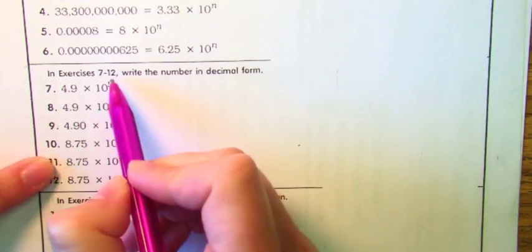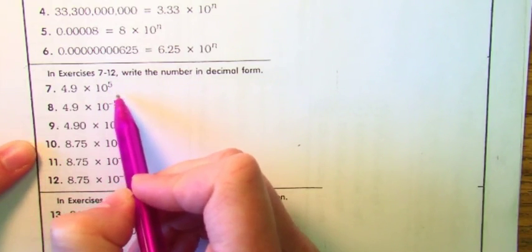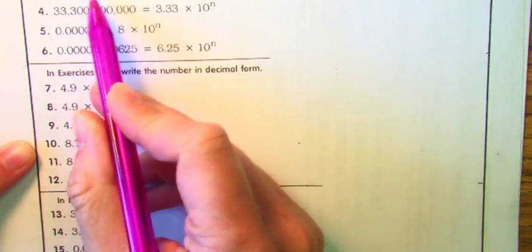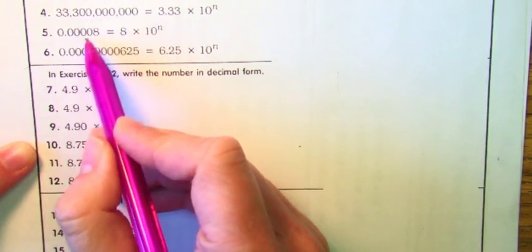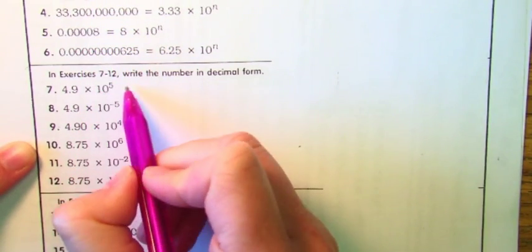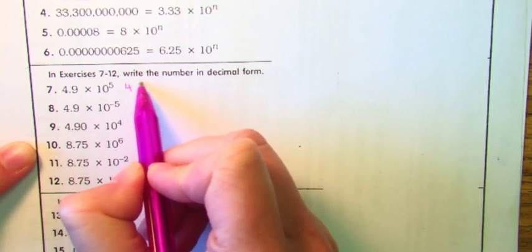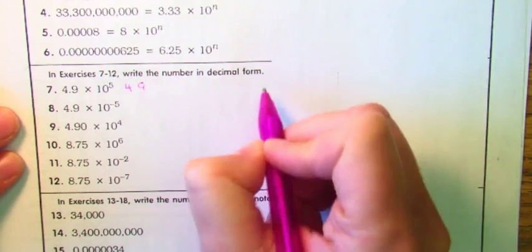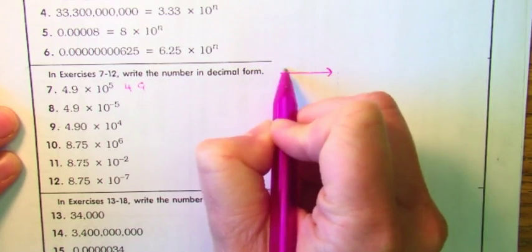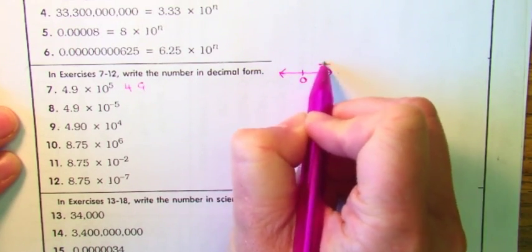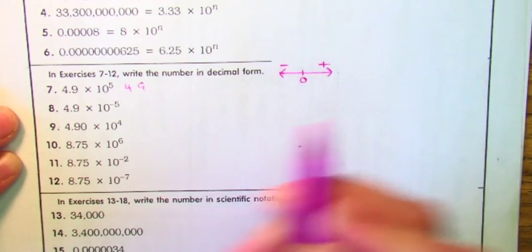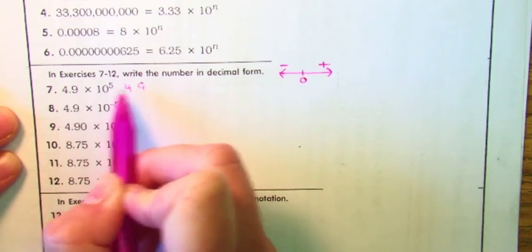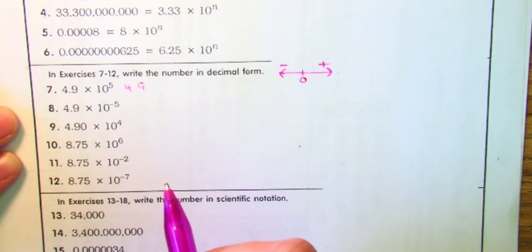For exercises 7 through 12, you're just writing the number out in standard form. You're putting it back into a regular form like this up here, where you'll have to write 4.9 and decide which way to move the decimal. Remember, think of your number line. With 0 in the middle, positives are to the right, negatives to the left. So if you have a positive exponent, you move to the right. If you have a negative, you move to the left.